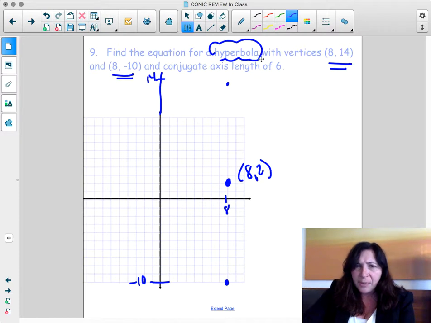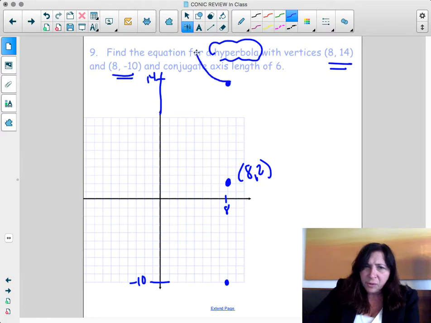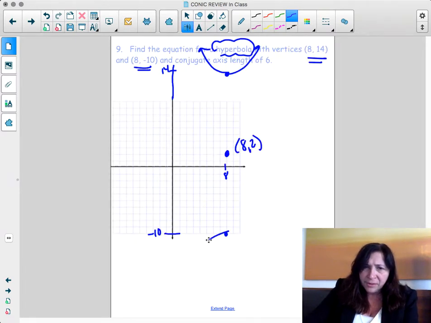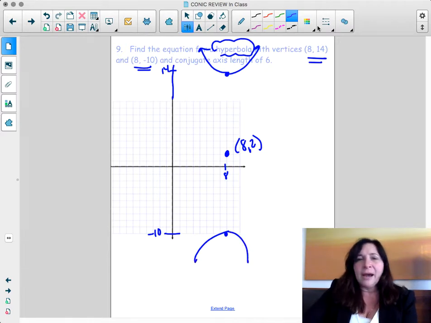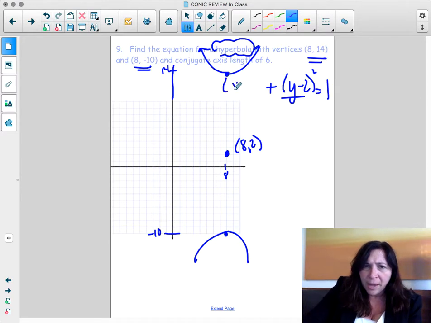So this is a hyperbola. It tells me that this is my y-axis. Basically, because it gave me my vertices, it's telling me that my hyperbola is doing this thing like that, all right? Therefore, that tells me that my y-coordinate is positive. So we're going to go y minus 2 quantity squared over something, and x minus 8 quantity squared over something else.